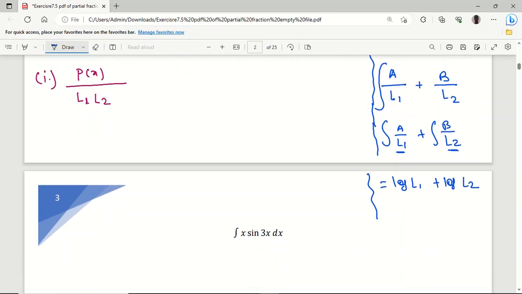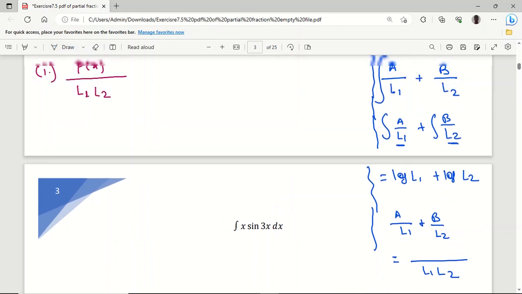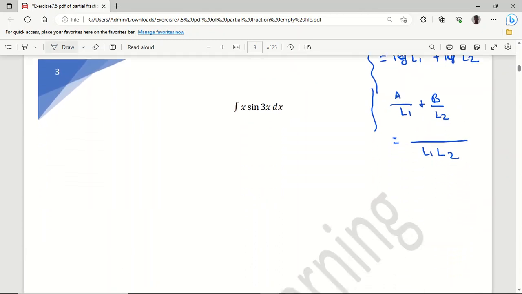See, it is like hit and trial. We can guess it. What will be the LCM of A upon L1 plus B upon L2? The LCM will obviously be L1 into L2, and we also needed the LCM in the denominator as L1 into L2, because here it is Px upon L1 into L2. So again I have L1 into L2, and A into L2 I will get, plus B into L1. Since L2 is linear and L1 is also linear, in the numerator also I will have some linear expression.